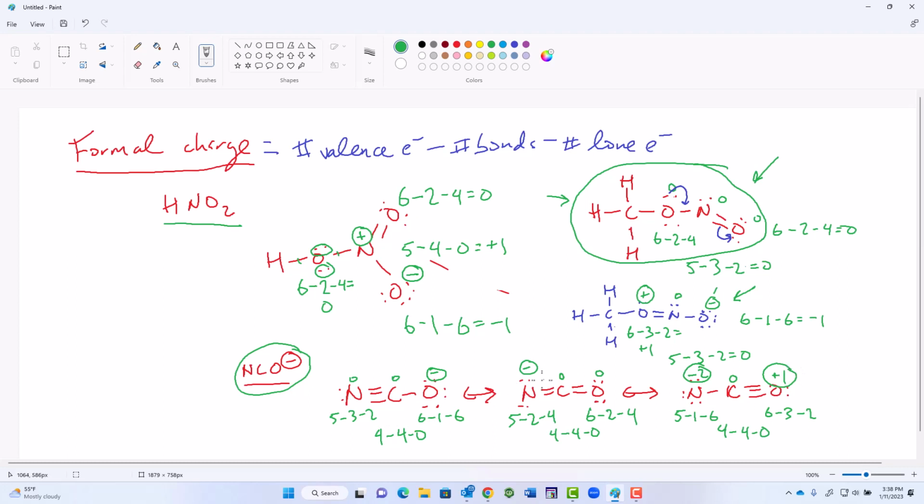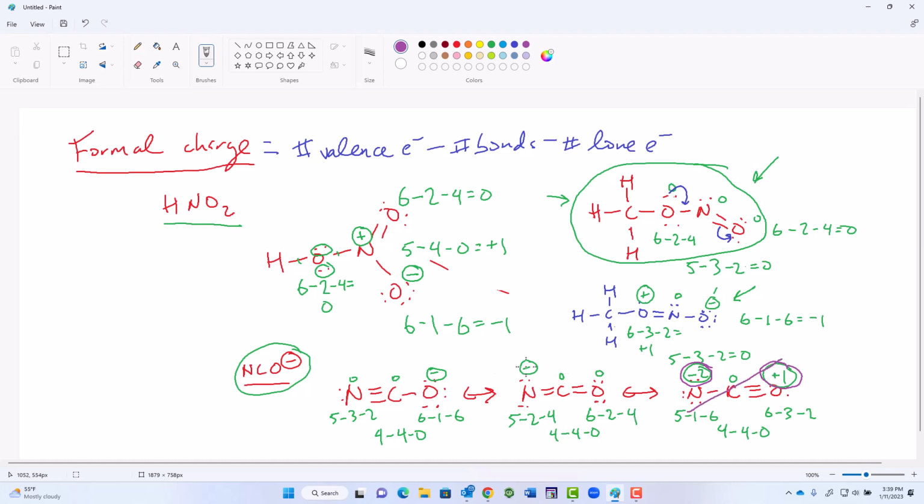So which one of these would be the most contributing resonance structure? Let's think about this. First off, we have to minimize the number of formal charges and we have to minimize the magnitude of formal charges. So if we look at this one, we've got 1 minus 1. If we look at this middle one, we've got 1 minus 1. And if we look at this one on the right, we have a minus 2 and a plus 1. So not only does this have a higher magnitude charge, but it also has 2 total formal charges. So this would not be the most contributing resonance structure.